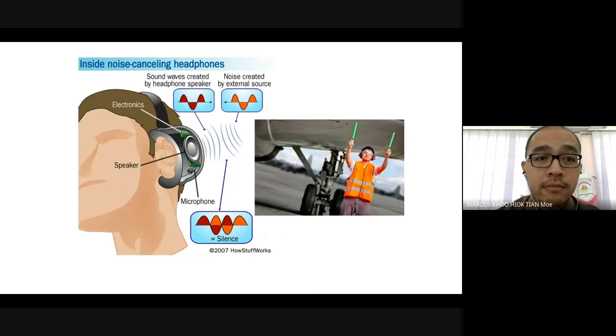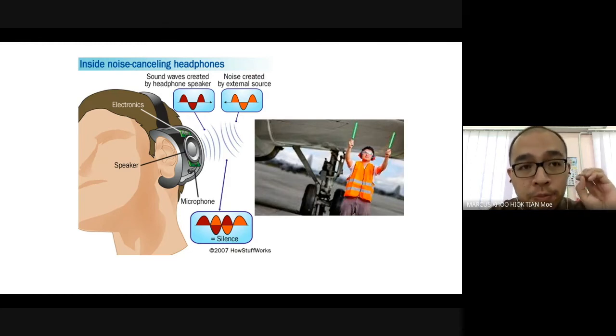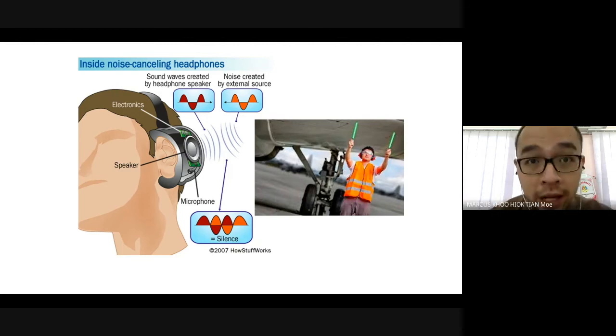Again, noise cancellation: sound waves are created by the headphone speaker, and there's a noise created by the external source. Since there are these two interfering waves, they're going to cause destructive interference. Again, to remind you why noise cancelling headphones are expensive: they need to have a device inside which has to produce a sound wave that you cannot hear, but is able to cancel out the external sound. And noise cancelling technology is very impressive.